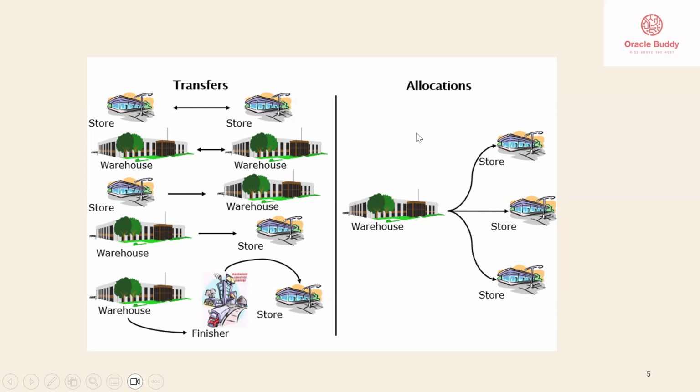But in allocation, it goes from a warehouse to multiple destinations. In a transfer, you can send to only one destination location, whereas allocation is always from warehouse to store, and can be done to multiple stores. Whatever quantity you have, you can allocate it into multiple stores to send it.